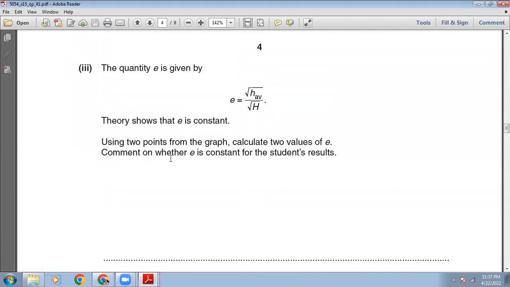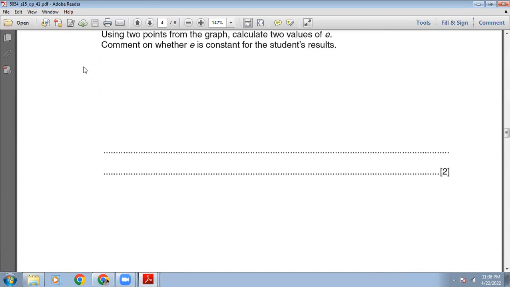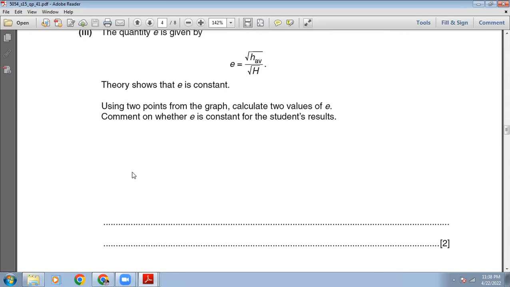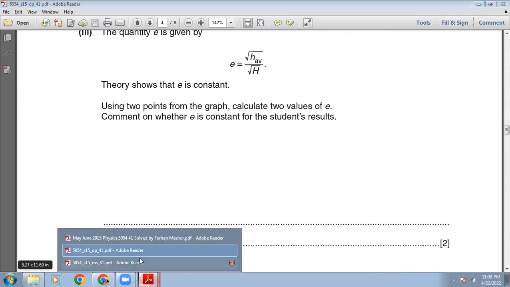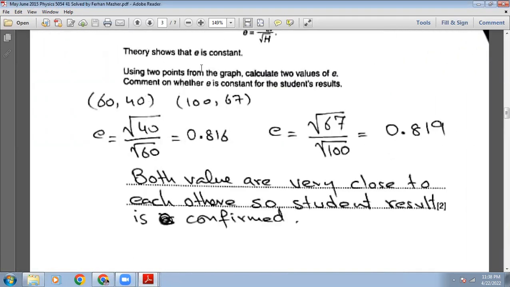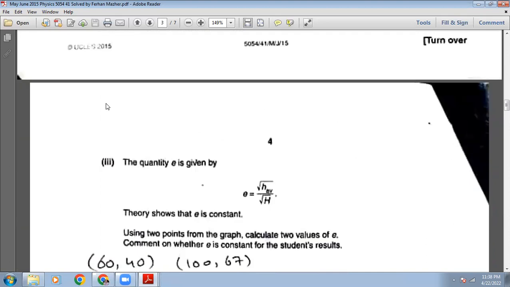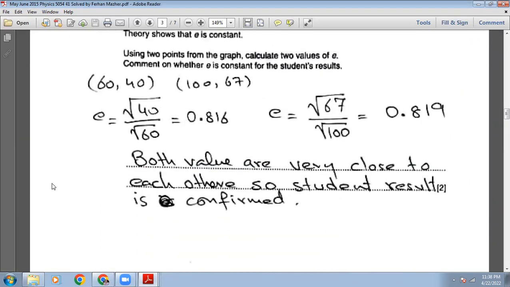The next part coming up, he says the theory shows that E is constant. Using 2 points from the graph, calculate 2 values of E. Comment on whether E is constant for the student's results. So from our graph, I will take 2 values and check the value of E from those 2 values. So here we go. One point I have taken is 60, 40, and the other point I have taken is 100, 67.